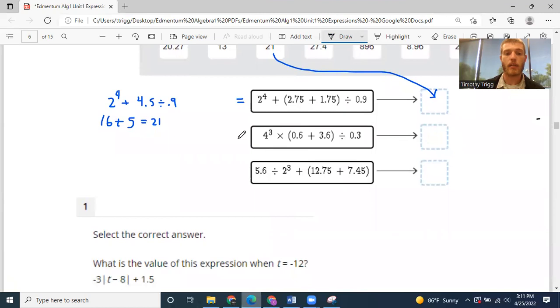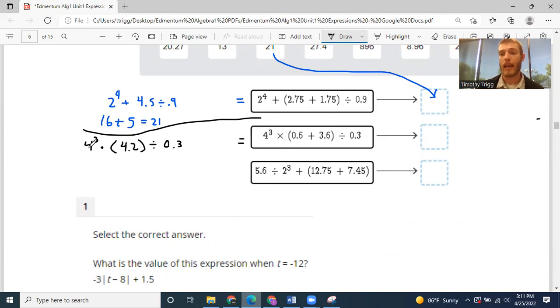Let's go and do this next one together. So we'd have 4 to the power of 3 times, I don't like to use this x for times. I like to use a dot instead. So you'll pretty much never see me use an x for multiplication. Okay, let's go ahead and add these together in the parentheses, because again, we want to do parentheses first. So 0.6 plus 3.6 is 4.2. And then we have it divided by 0.3.